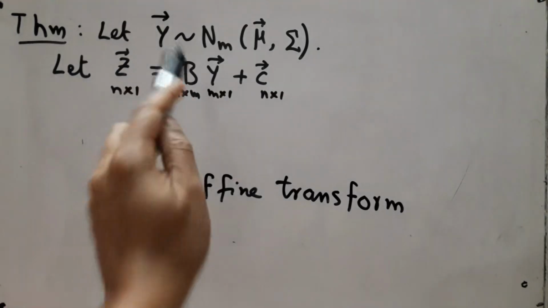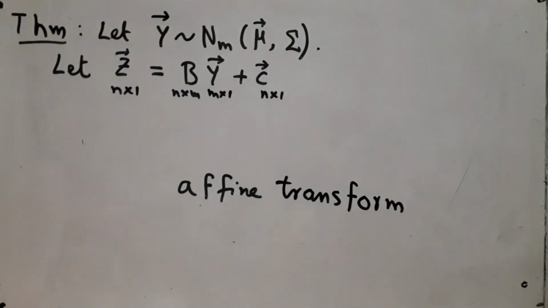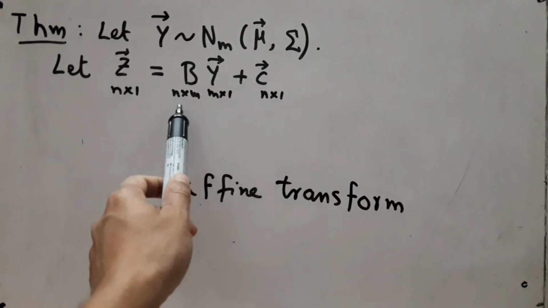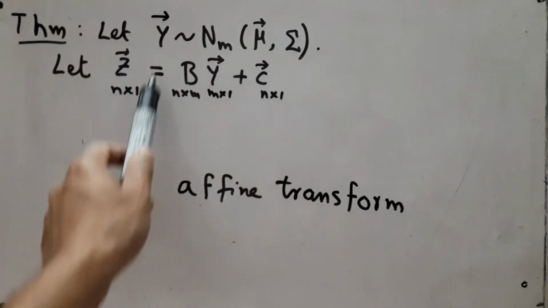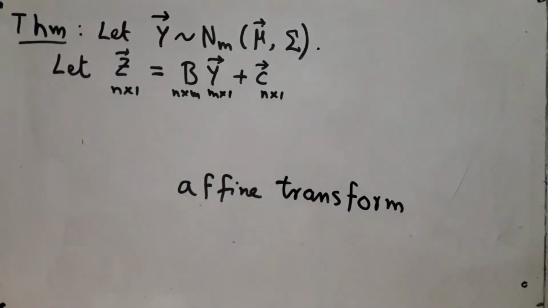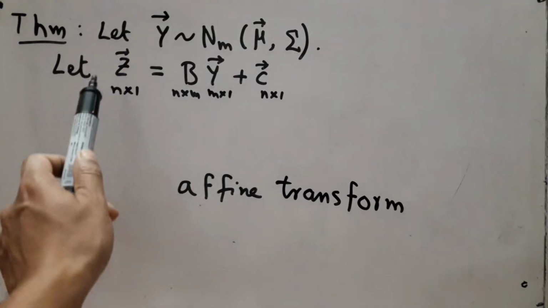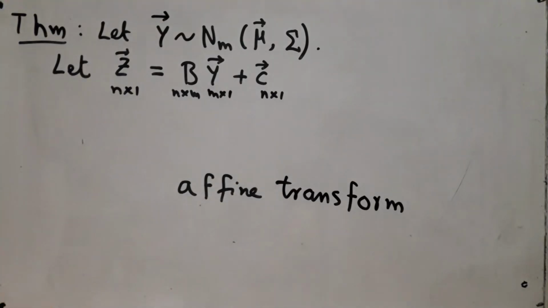So here B can be any fixed matrix. C is any fixed vector. B I have taken n cross m. N can be any natural number. C is n cross 1. As a result, you get a new random vector which I have denoted Z. Remember, Z resides in n-dimensional space while y resides in m-dimensional space. Now we are going to claim that if y has multivariate normal distribution, then Z must also have multivariate normal distribution.